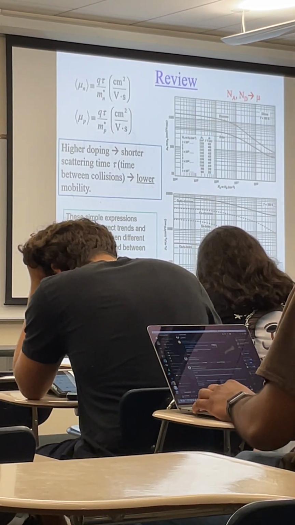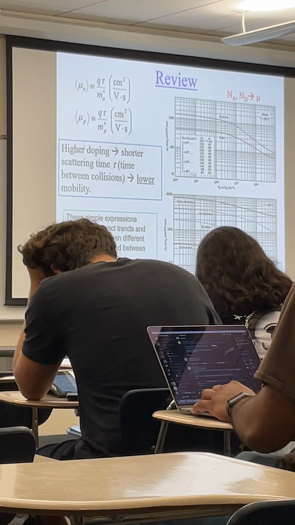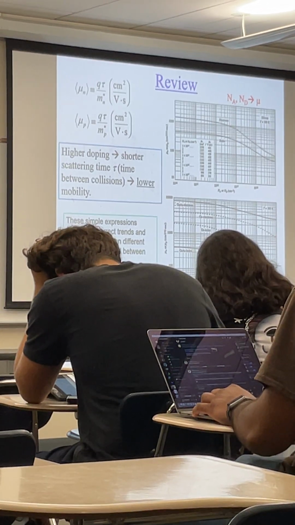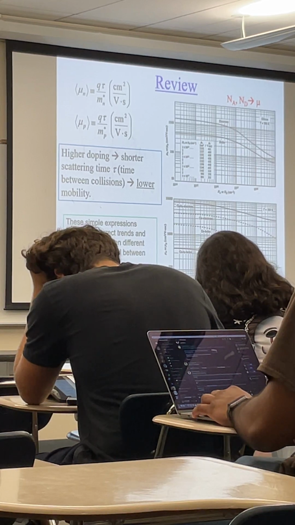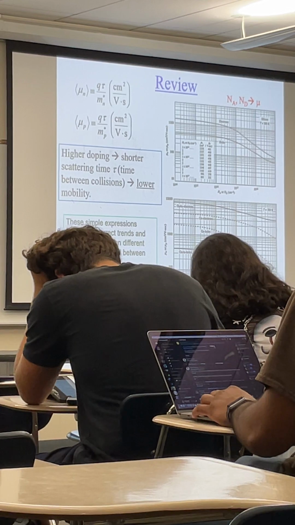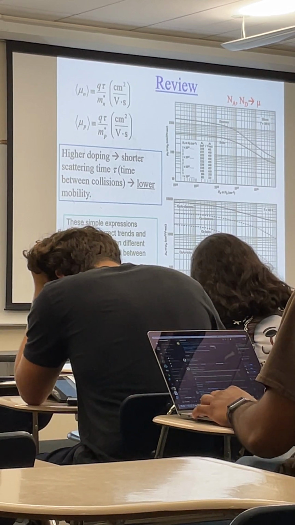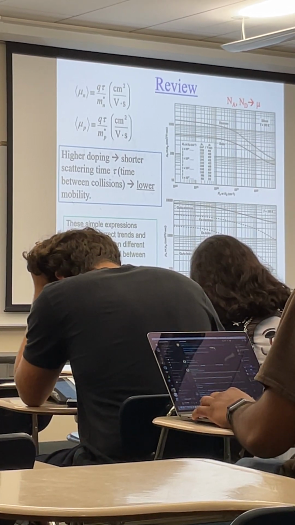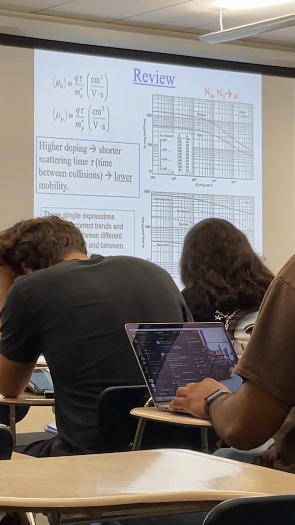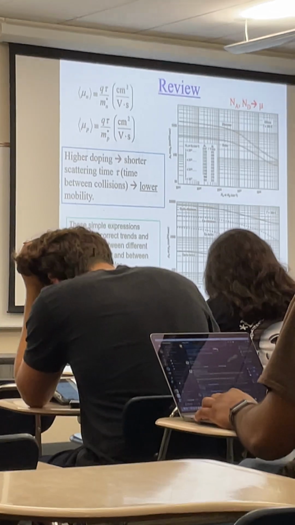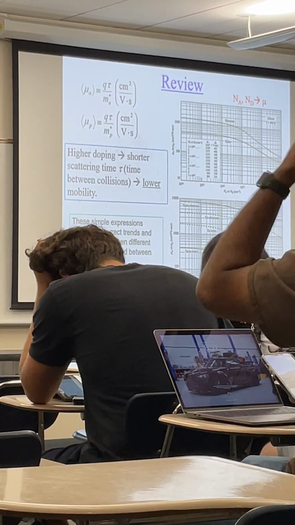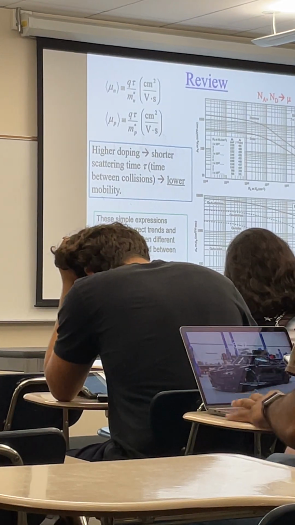Here we just show you how this mobility changes. The mobility decreases with increasing doping concentration, and this is true for all these semiconductors. Basically, higher doping can reduce the scattering time tau, which is the average time between collisions, so it can lead to a lower mobility.